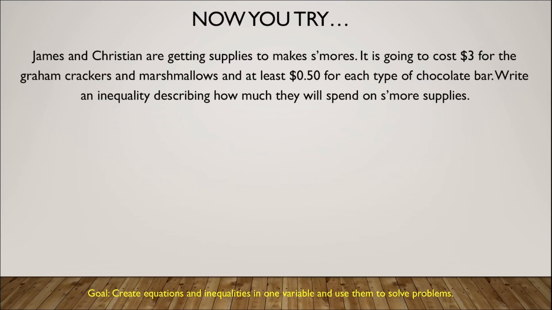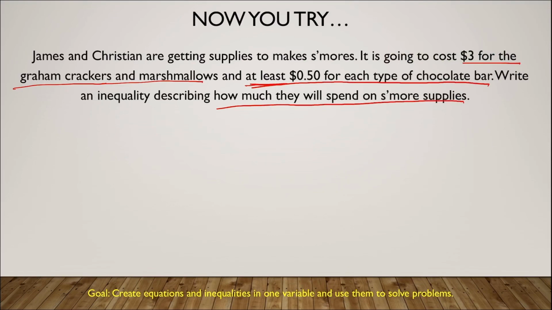Okay, James and Christian are getting supplies to make s'mores. It's going to cost $3 for the graham crackers and marshmallows, and at least 50 cents for each type of chocolate bar, because we like to have different types of chocolate. Write an inequality describing how much they will spend on s'more supplies.